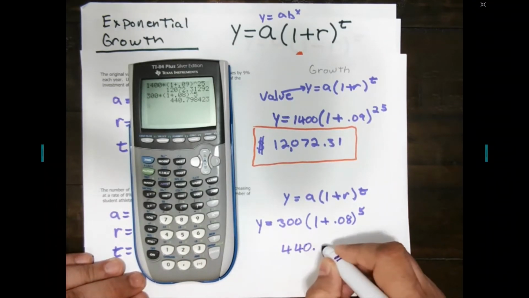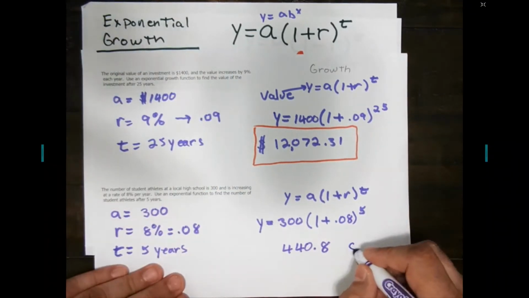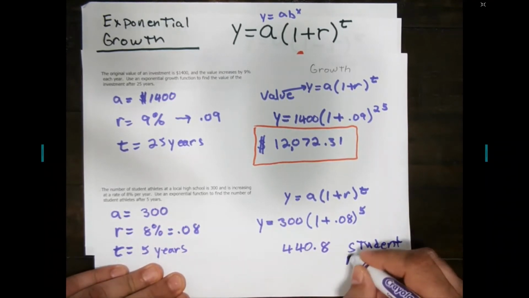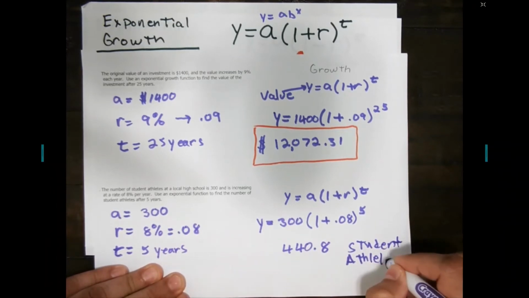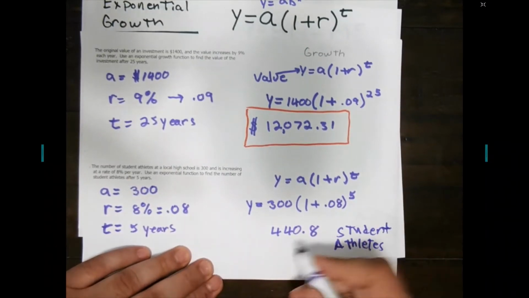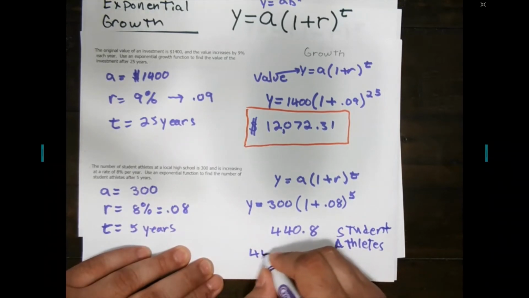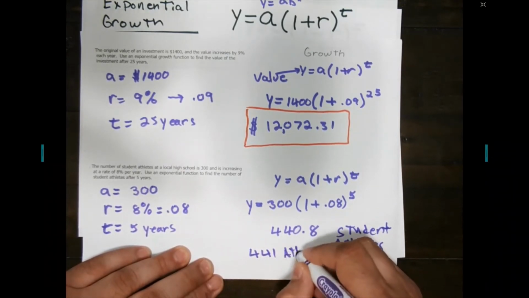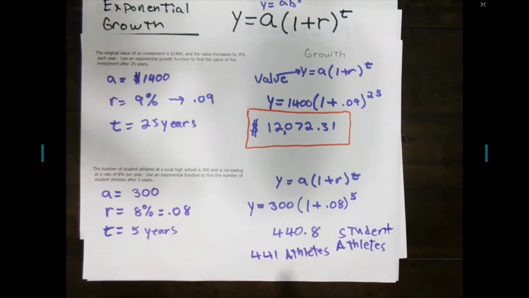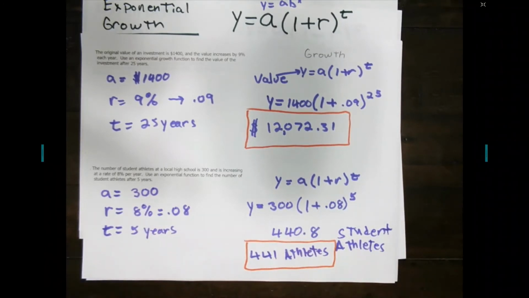440 point, and I'm going to round this to 0.8. Okay, so this is student athletes, isn't it? But we can't really have a 0.8 of an athlete. So in the end, since it's greater than 0.5, we're going to say 441 athletes. We rounded it up, and that is our nice little answer. Okay, so that's how you do a growth equation.